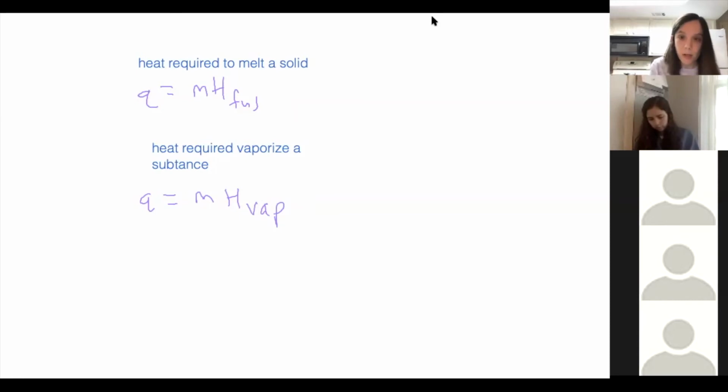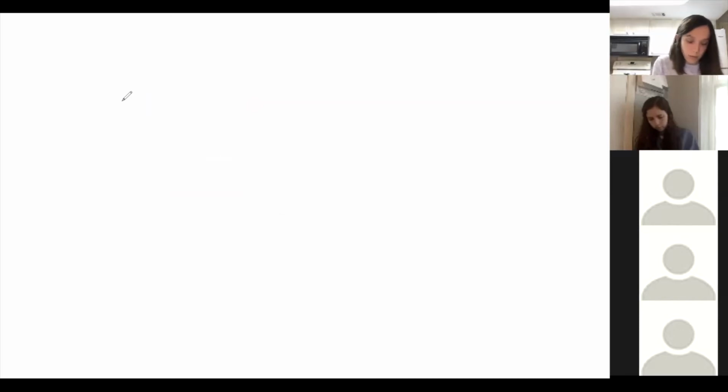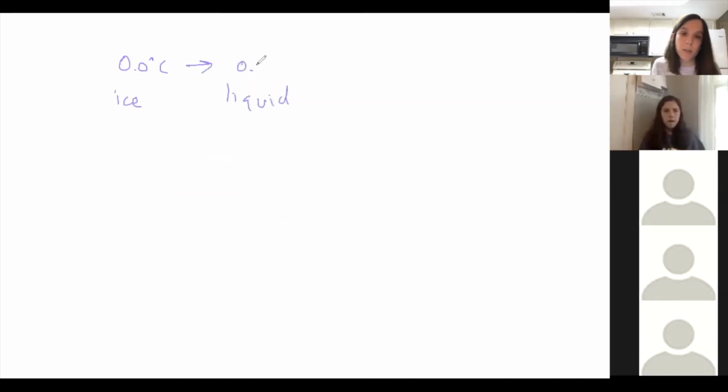So let's go ahead and clear this off. So we start at 0 degrees Celsius. And what we need to do, and it's ice right now or snow, we have to first melt it and turn it into liquid. So when you melt a substance, it will still stay at 0 degrees Celsius at the beginning. So the energy required to melt a substance goes into making it go from solid to liquid with no change in temperature. So that would be heat of fusion.